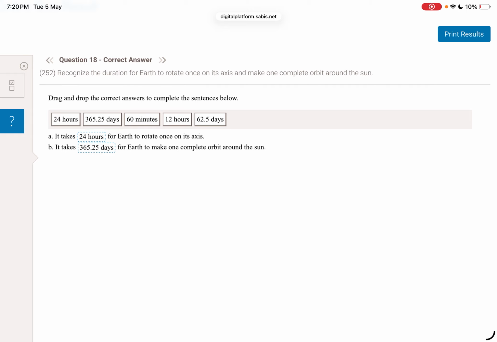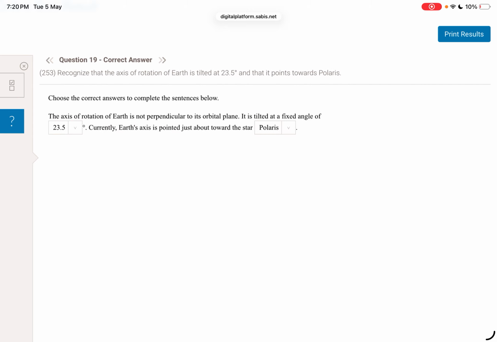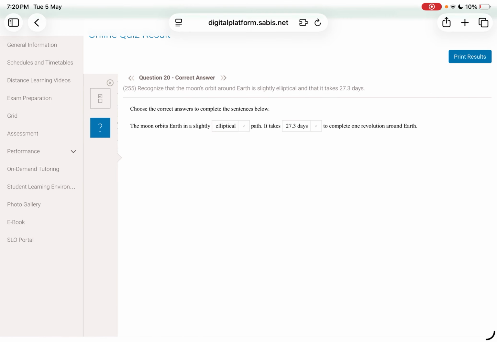It's very, very easy. Question number 19, this is, you have to memorize that the earth is tilted 23.5 degrees currently, and it's pointed toward the star Polaris. You have to memorize this. Question number 20. This is memorizing. The moon orbits the earth in a slightly elliptical path, you have to memorize that, and it takes 27.3 days to complete one revolution around the earth.